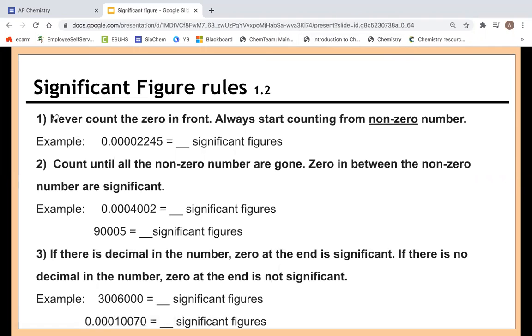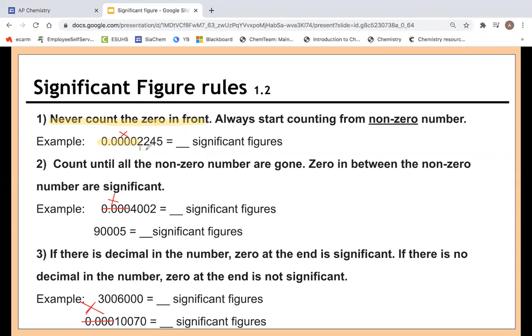The first rule is never count the zeros in front. In the front, zeros are never counted. So like these, we don't count them, right? The zeros in the front are not counted ever. So they are not part of it. Same thing here, these zeros are not going to be part of it. So never count the zeros in the front. And then you always start counting from the non-zero number. So let's go ahead and start counting.